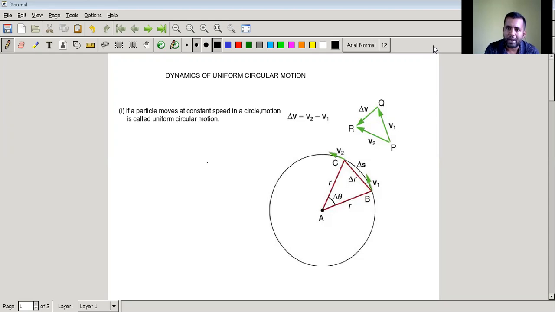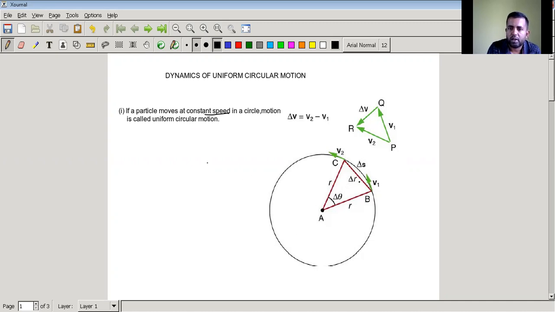So before going to dynamics, let us just talk about kinematics. In kinematics we talk about velocity, acceleration and position. In this diagram, let us first define what is uniform circular motion. In uniform circular motion, you can see the speed is constant. As it goes, speed remains constant.